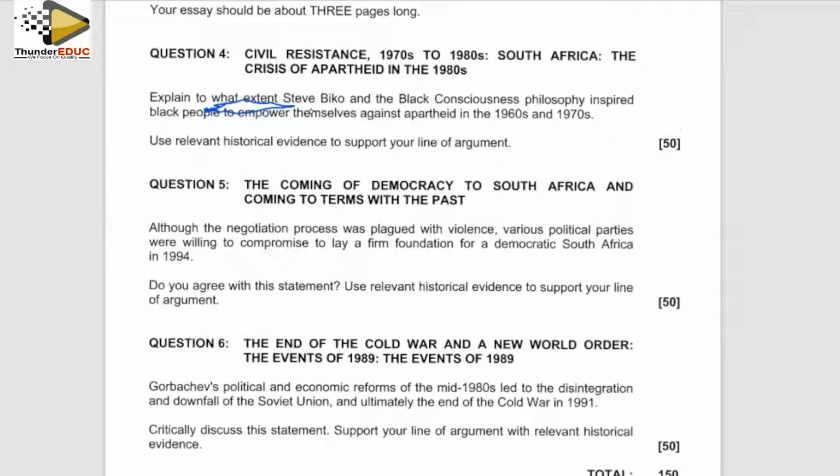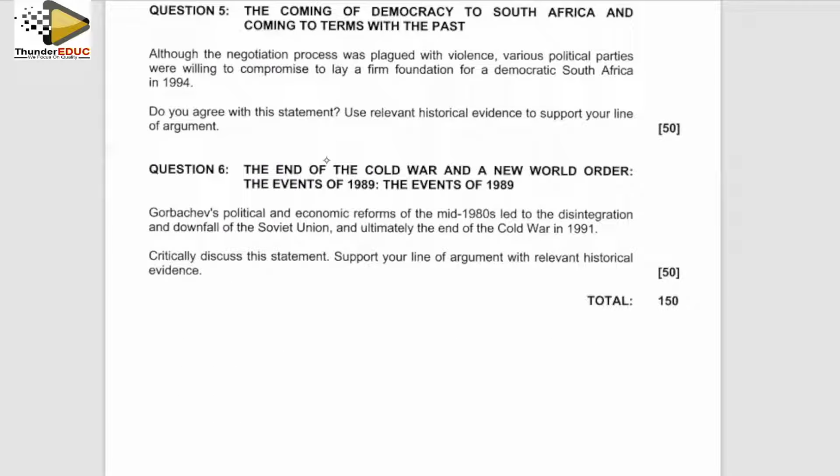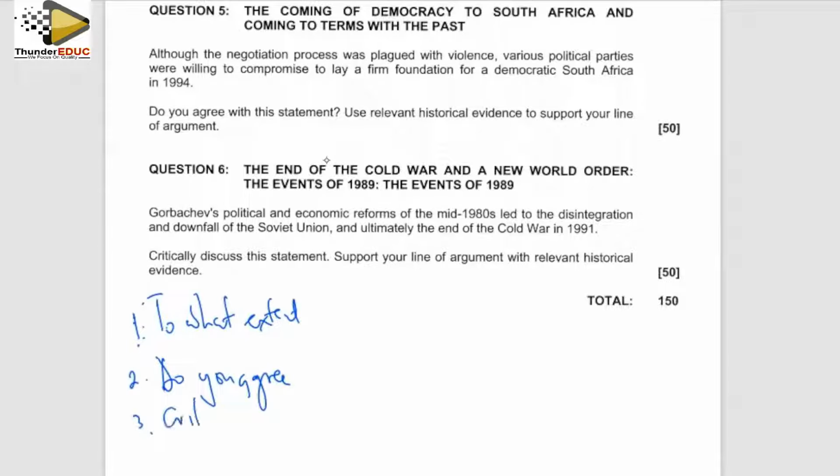Remember, we have 3 questions, just briefly. Our questions come in 3 settings. Setup number 1 is, to what extent. Setup number 2 is, do you agree? Setup number 3 is, critically discuss.